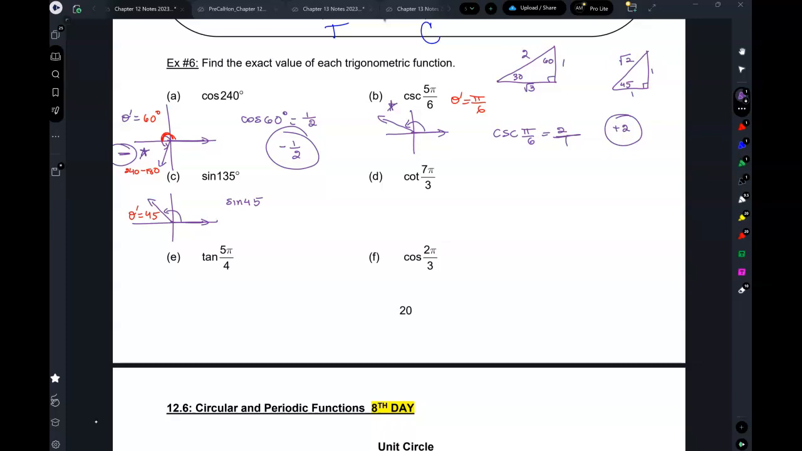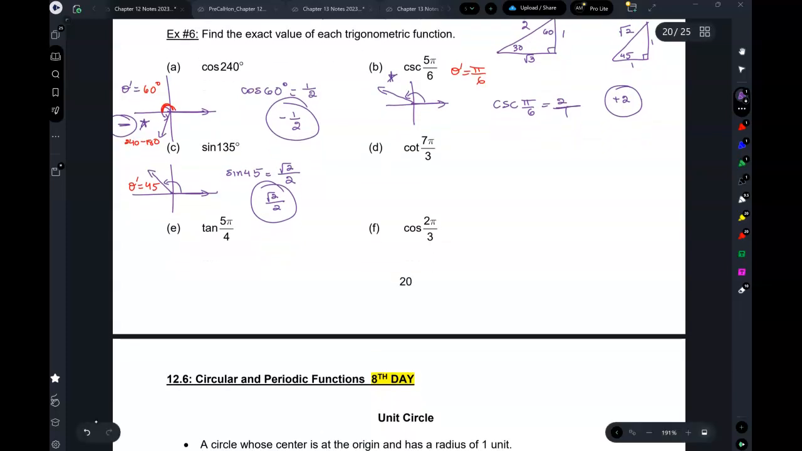Not with your calculator. Sine of 45. Opposite over hypotenuse. How much is it? 1 over root 2. Which is root 2 over 2. Okay, in this quadrant, is sine positive or negative? Positive. So it's root 2 over 2. Okay. All right. 7 pi over 3. What's the reference angle?